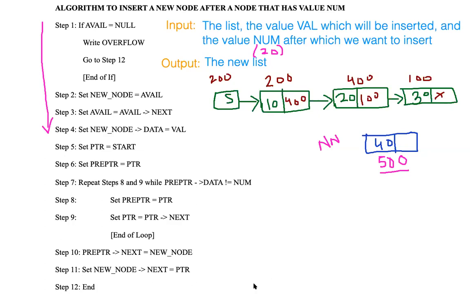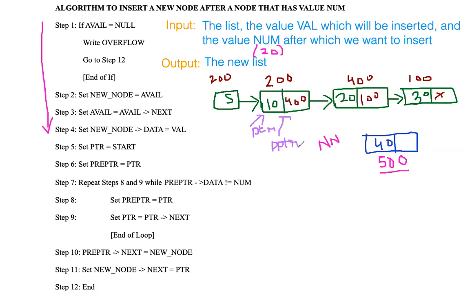So let the 2 pointers be PTR and PPTR. PTR equals to start. That means PTR is equals to 200. PTR will be pointing to this node. And PPTR is equals to PTR. That means for this case, let me write down in short, PPTR will also be pointing to this node.